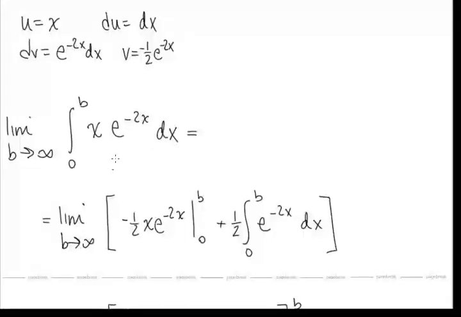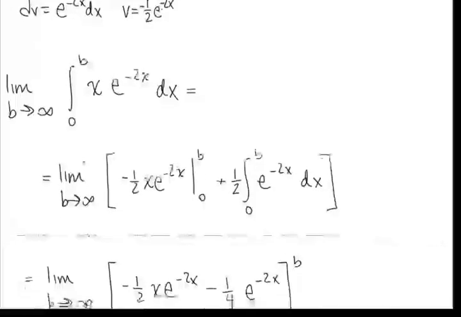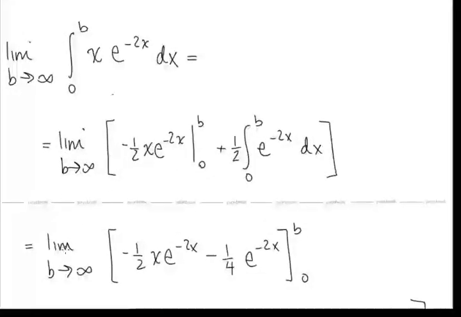Using the LIATE guidelines, we want to make u equals x. So then dv is going to be e to the negative 2x dx. We compute du to be dx and v to be the antiderivative here, so that's negative 1/2 e to the negative 2x. So using integration by parts, we're here so far. And just remember, I'm doing all of that integration by parts, I'm just putting a big bracket around it and throwing the limit on the outside. So I'm not going to worry about this limit till the very end. Let's just work with what's inside the brackets.